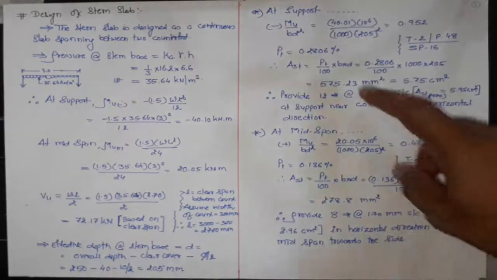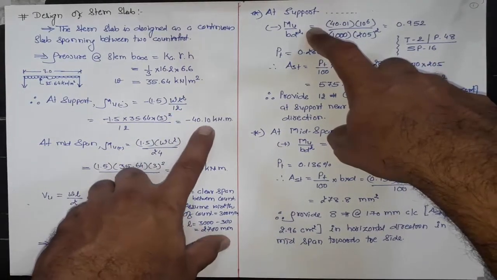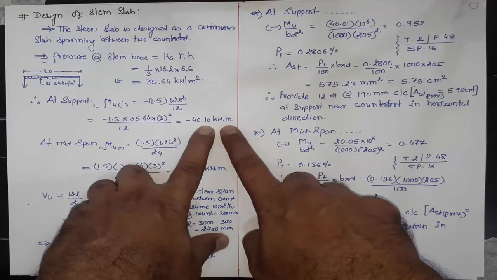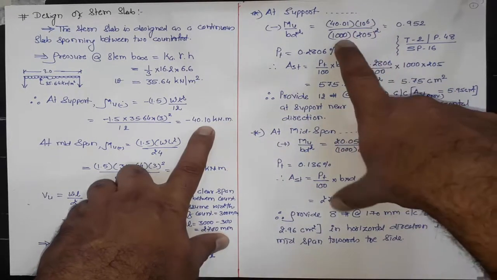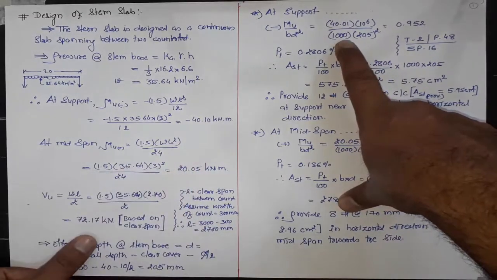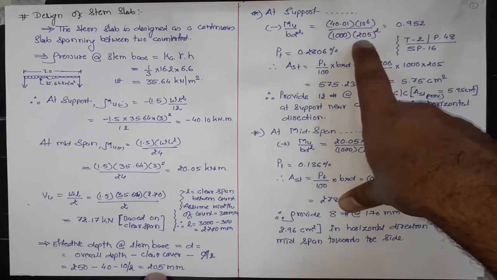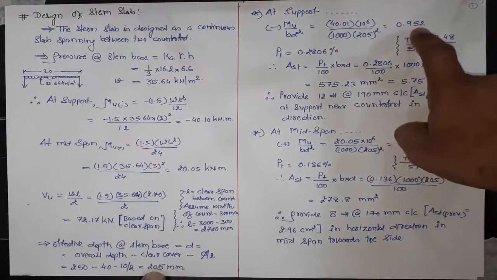Therefore, at support, we are having a bending moment of 40.10 kilonewton meter. If we convert this kilonewton meter into Newton mm, we are supposed to multiply it by 10 raised to 6 divided by 1000. This is the length of retaining wall which we are designing into 205. That's the effective depth we have calculated here. This comes out to be 0.952.